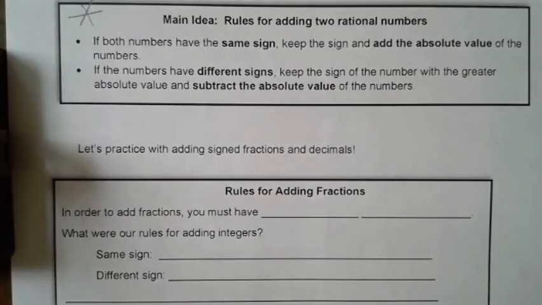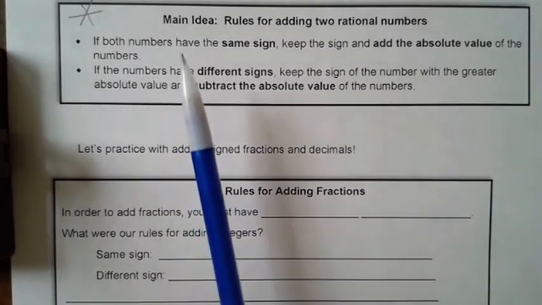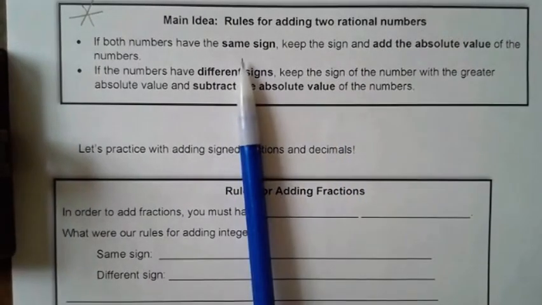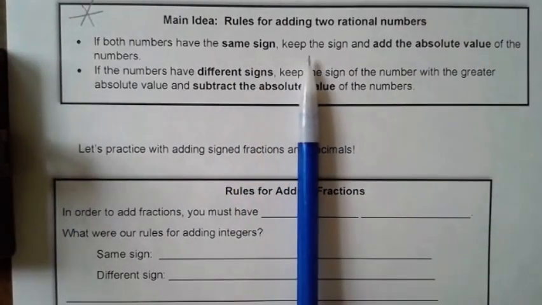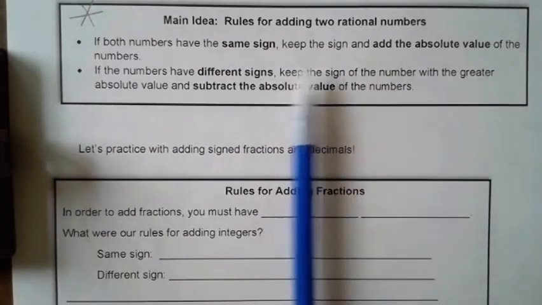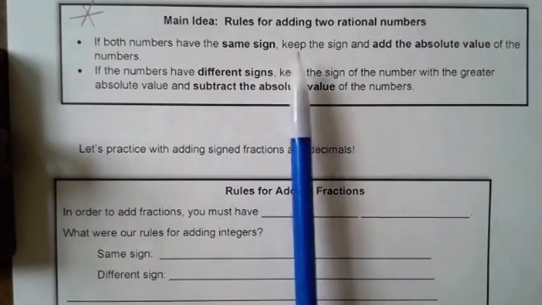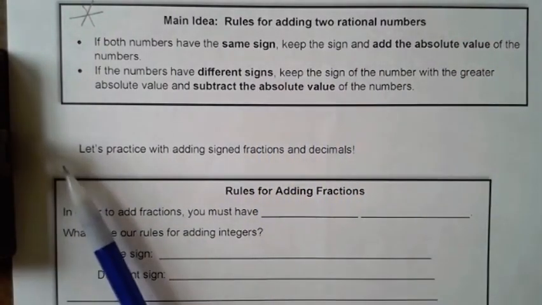In this video, we're going to continue our work of adding signed numbers. What we said in our previous video was that if we're adding two rational numbers and the numbers have the same sign, we'll keep that sign and add the absolute values of the numbers. So two positive numbers or two negative numbers, just keep that sign and add the numbers' absolute values.